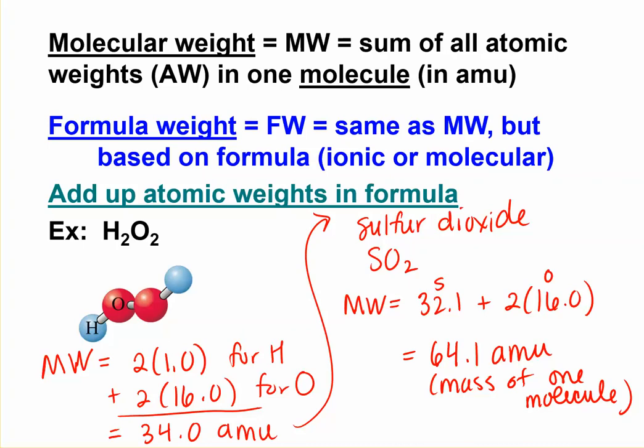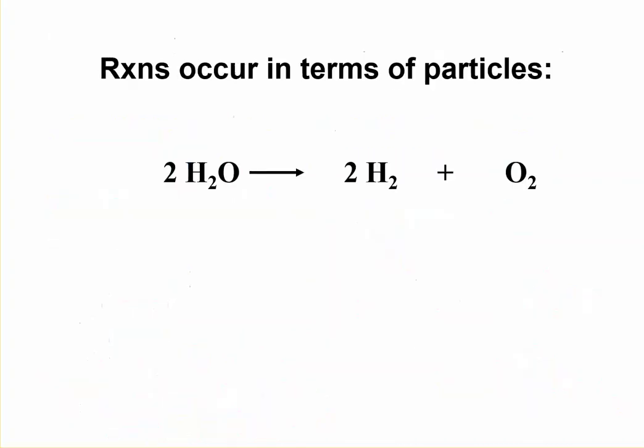I'm going to point out something here that I didn't before. Why is there a 2 here? It's because there's 2 oxygen there. So when you're adding these up, make sure that you're multiplying by the number of each element in one molecule or on one formula. We did that practice.